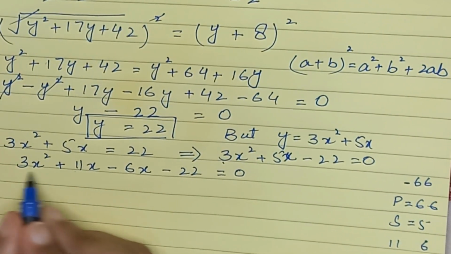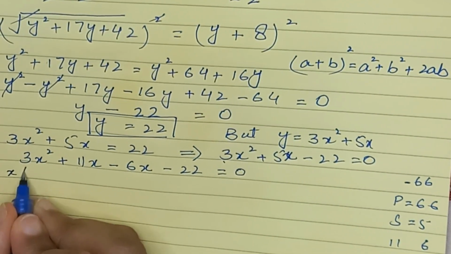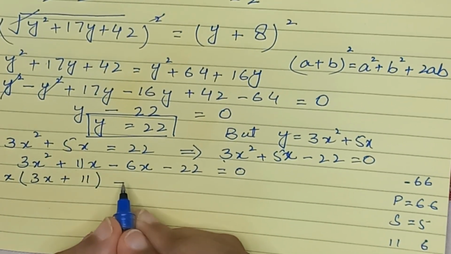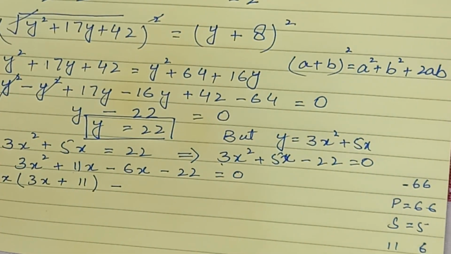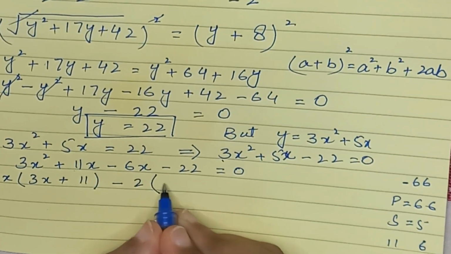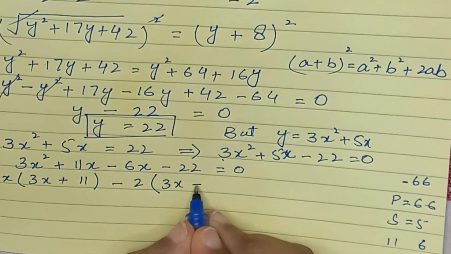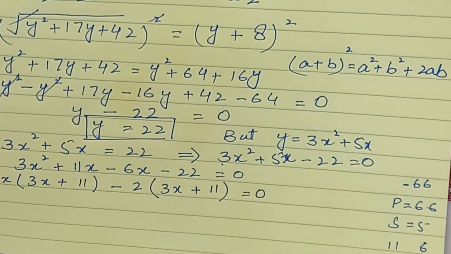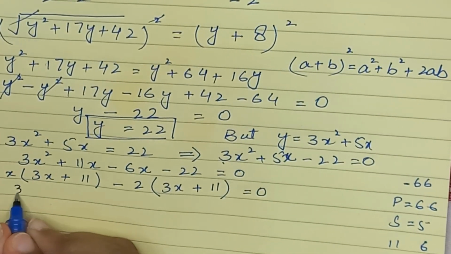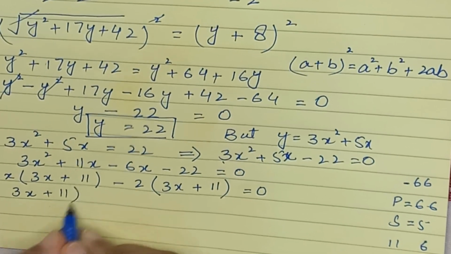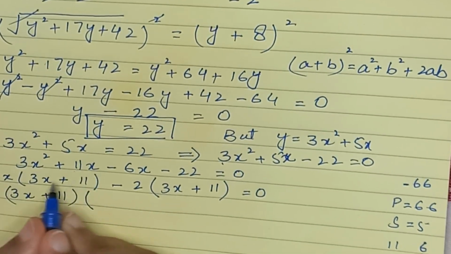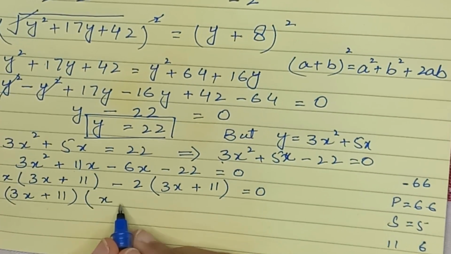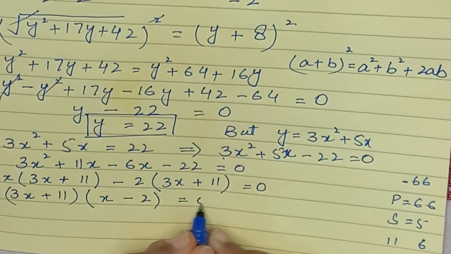From the first two terms, x is common, so it will become x(3x + 11), and from the last two terms, 2 is common, so it will become −2(3x + 11), which is equal to 0. So 3x + 11 is common; when divided by this, we have x left, and from this we have negative 2 left, which is equal to 0.